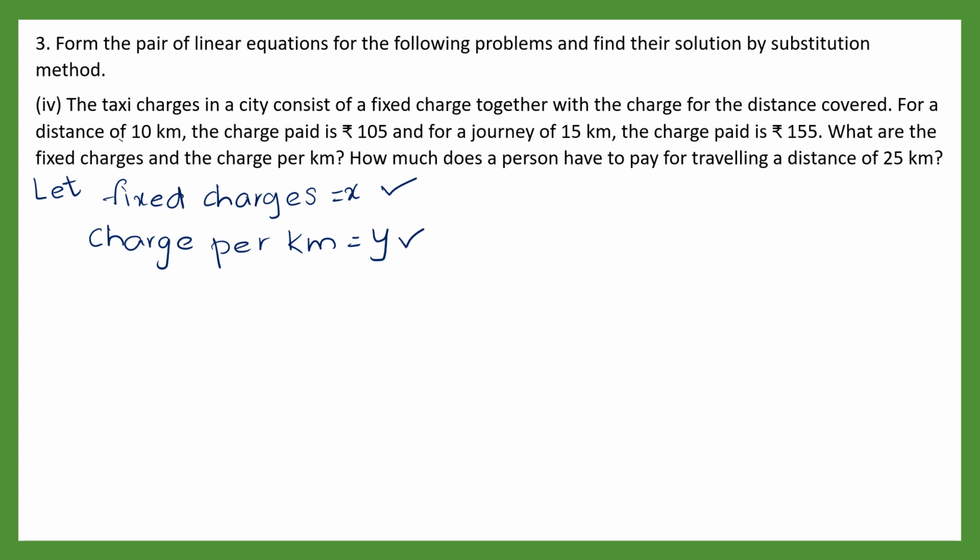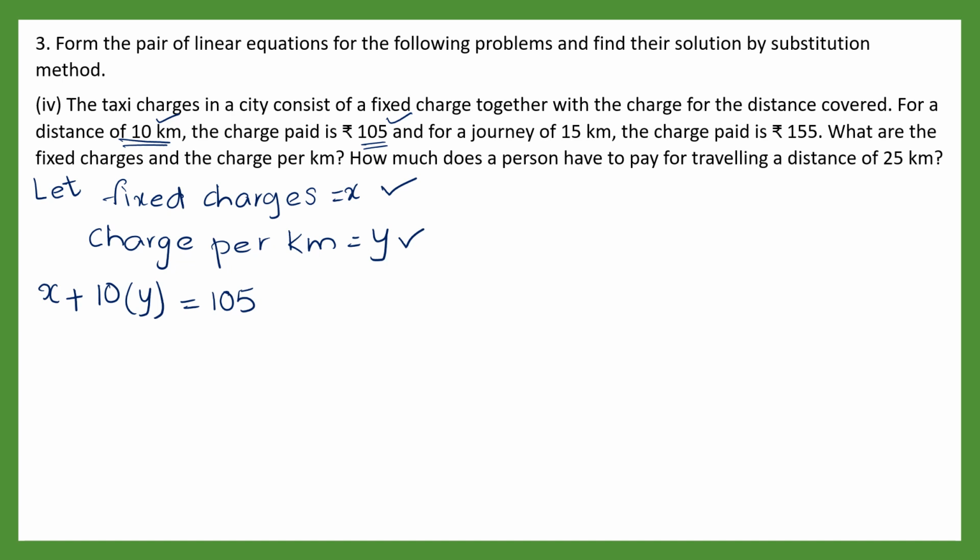Then they told that they have traveled 10 kilometers distance and the charge they paid is 105 rupees. So, based on this, you can form an equation. Whatever distance you travel, you have fixed charges. So, X plus how many kilometers they travel? 10 kilometers. For 1 kilometer, it is Y rupees. So, for 10 kilometers, it will be 10 into Y. How much did they pay? 105 rupees. So, you got the first equation.